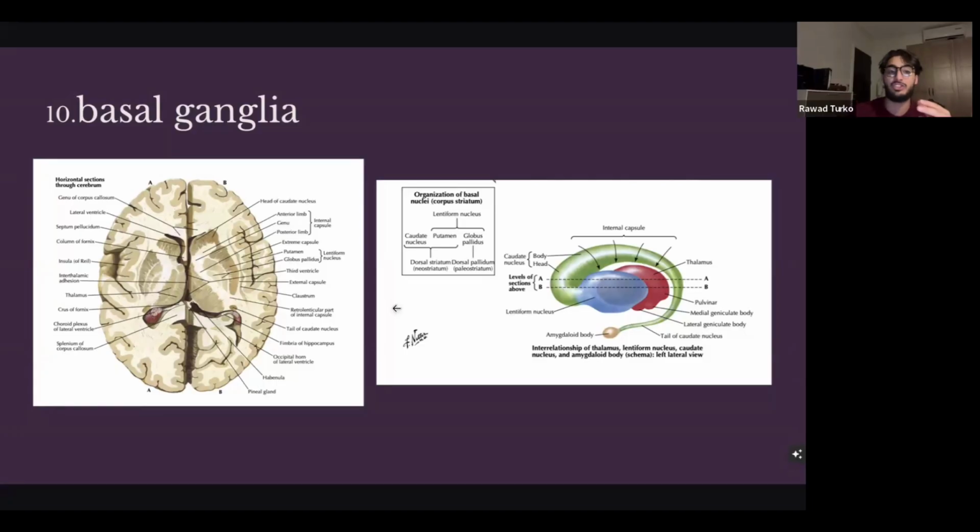That's why you'll see a lot of these patients with Parkinson's disease, for example, with a tremor, with a resting tremor, or even an intention tremor when they're going to reach for anything. And that's because of damage to the basal ganglia.